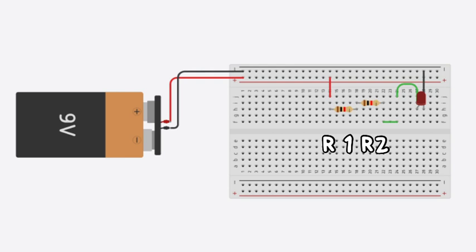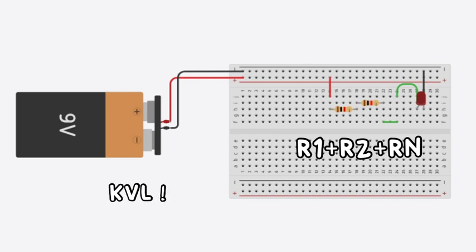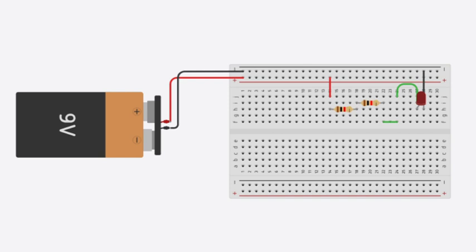Step 4. Calculate total resistance. For resistors in series, the total resistance R total is the sum of individual resistances: R1 plus R2 plus Rn. Step 5. Apply Kirchhoff's voltage law. Kirchhoff's voltage law states that the sum of the voltages in a closed loop is 0. Apply this law to the series circuit.